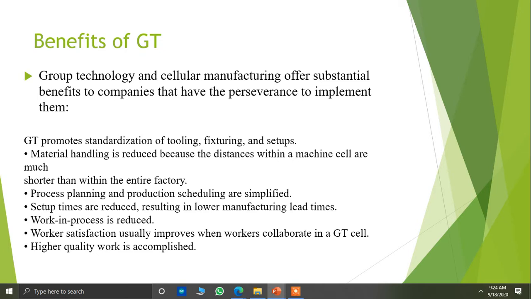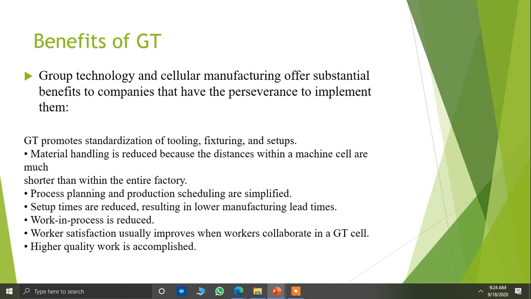Second thing, material handling is reduced because the distance between the machine cells is much shorter than within the entire factory. In the previous example, somebody was asking a question, sir, how does that matter? Here you are grouping the machines together, that means everything will be in one cell. So the material movement for one particular operation will not be happening. I'll show you a good pattern of the material movement, how it happens in an industry if it is not properly grouped together. And the process planning and production scheduling are very simplified.